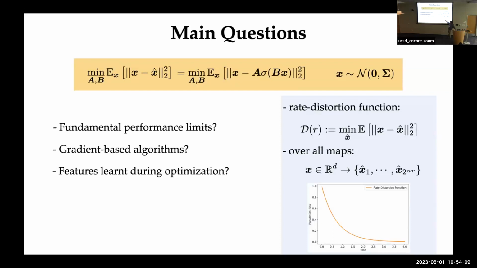And for the Gaussian sources, we are also able to compute, and that's a well-known result, the rate distortion curve. So we know what the fundamental limit is for these problems, and we know the fundamental limits of learning with two-layer autoencoders. Through the theorems developed in this paper, we can also show that gradient-based algorithms converge for this problem. These problems are highly non-convex, so it's not easy to show that gradient descent algorithms converge, but for this problem we can develop tools to prove it.